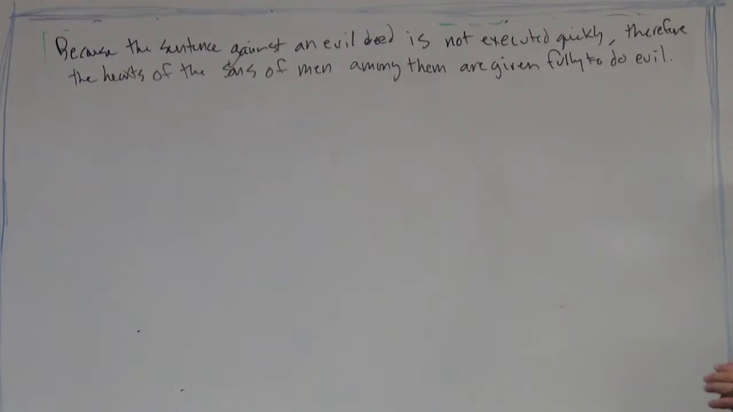See if I got that right. Because the sentence against an evil deed is not executed quickly, therefore the hearts of the sons of men among them are given fully to do evil.